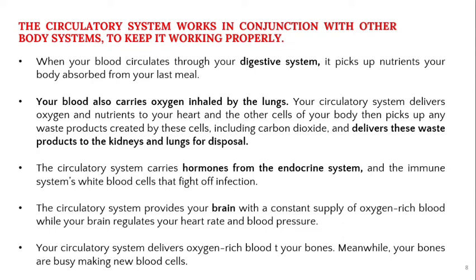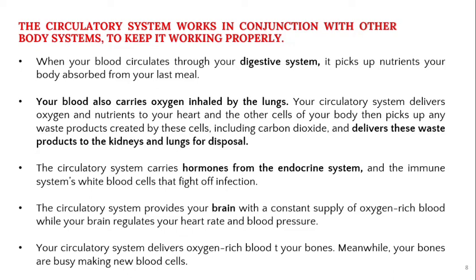Your circulatory system delivers oxygen and nutrients to your heart and the other cells of your body, then picks up any waste products created by these cells, including carbon dioxide, and delivers these waste products to the kidneys and lungs for disposal. The circulatory system carries hormones from the endocrine system and the immune system's white blood cells that fight off infection.